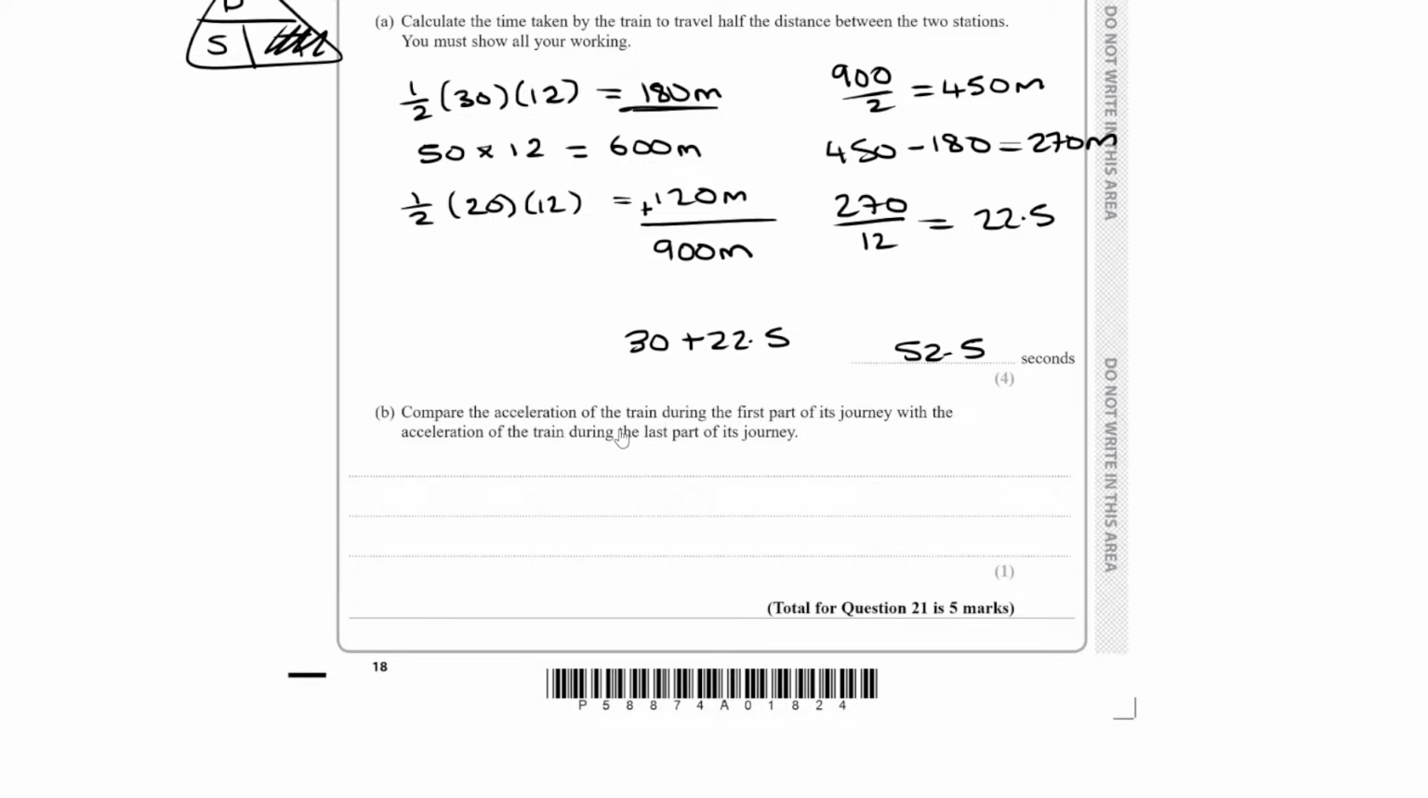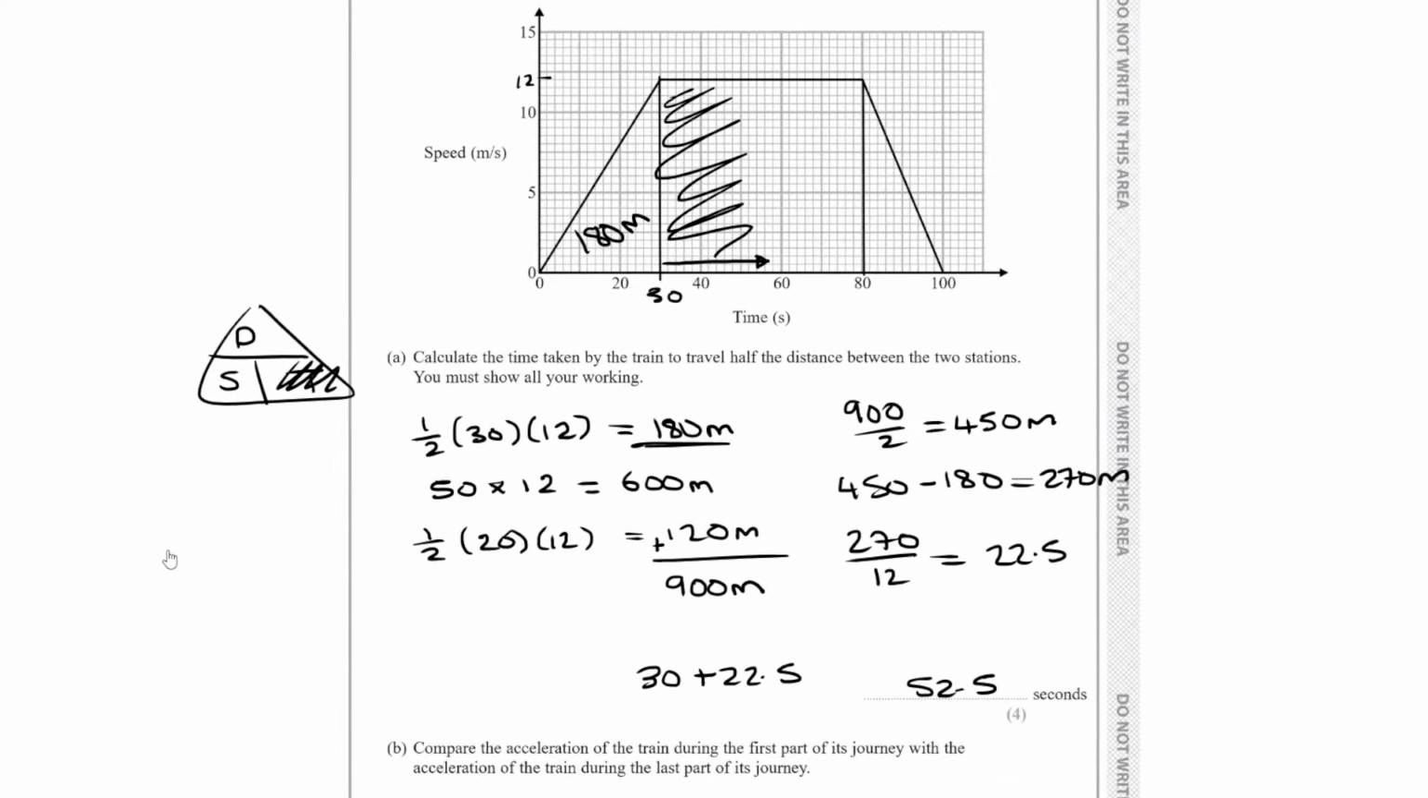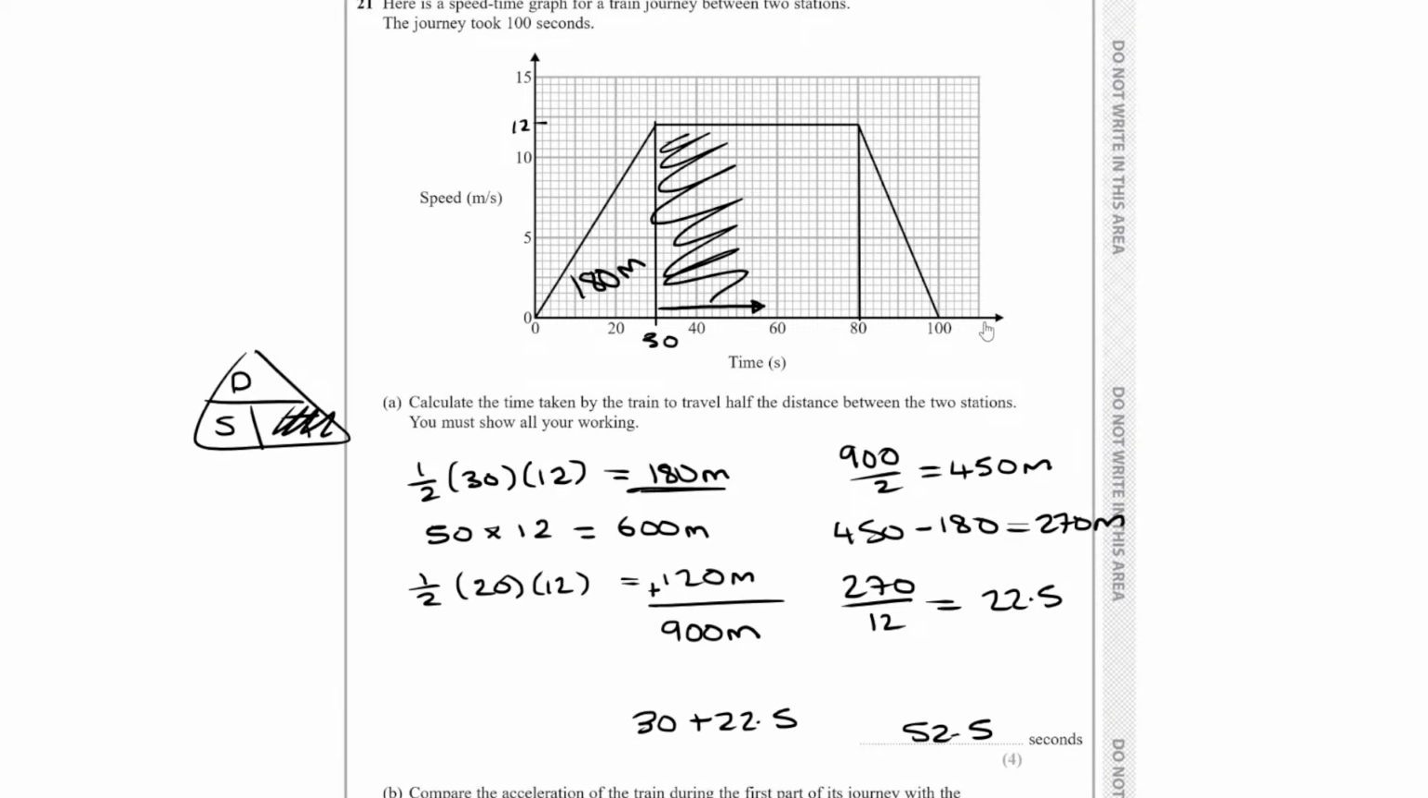Anyway, a kind of a weird question. They said compare the acceleration from the first part with the acceleration from the second part. So they're talking about these two diagonal lines, because that's acceleration, isn't it? The speed is changing. They just say make a comparison generally, so you could have said something like you said about the gradient. You could have mentioned that the acceleration is greater in the last part than in the first part because the gradient's steeper.